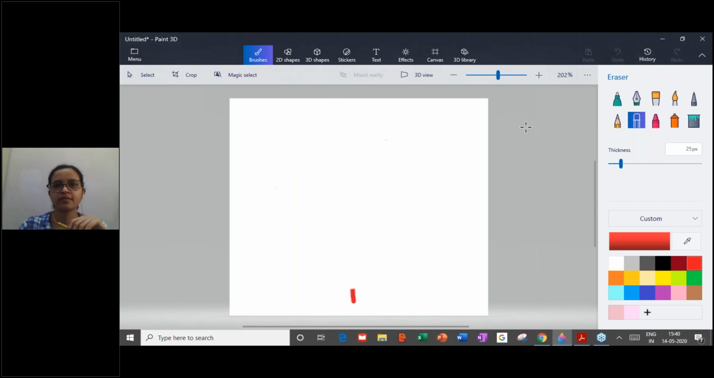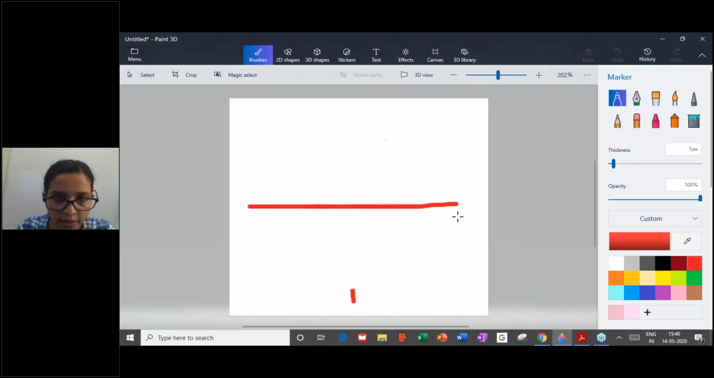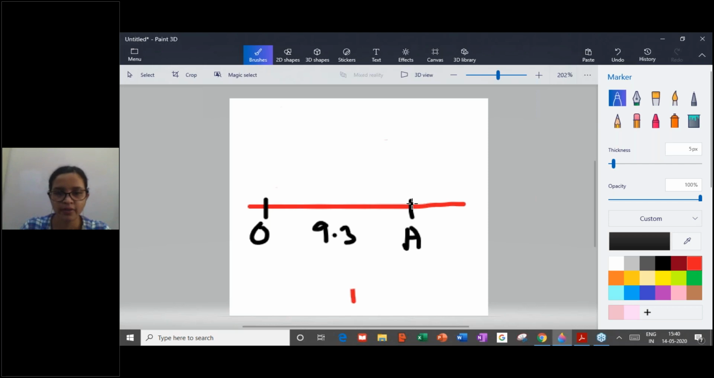I don't have the ruler and all those things, so you just have to make do with this rough diagram. Okay, first draw a line, then from a point here to where it is marked 9.3. Suppose this is O, let's say this is A. This is 9.3. Now from A you take one more centimeter and mark another point B.